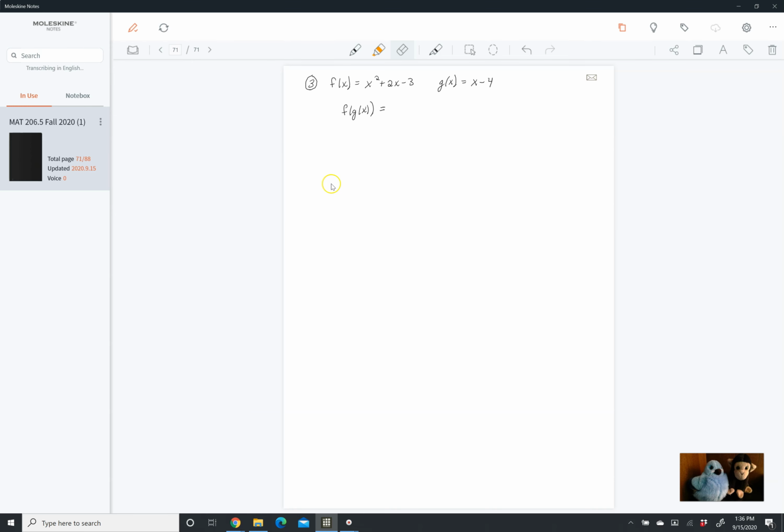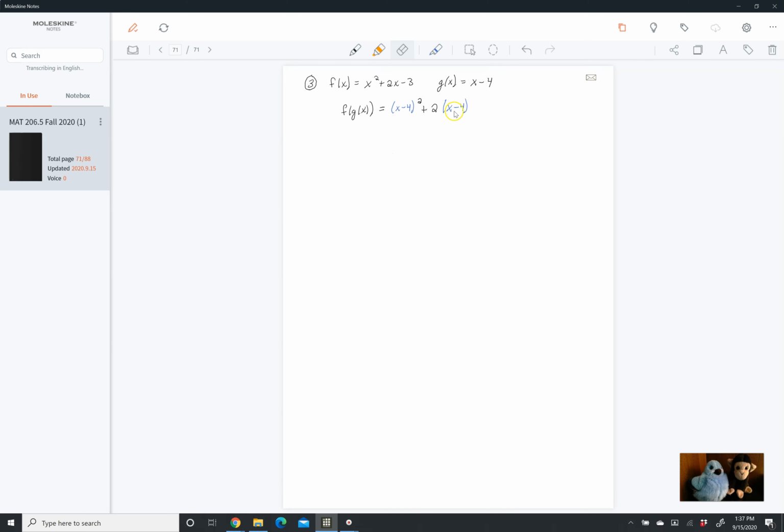So we go to the f of x, we see our x's. Every time we see an x, it's replaced with x minus 4. So we have x minus 4 squared, then we have plus 2, and now we have another x. So we have another x minus 4. Notice it's replacing what we have.